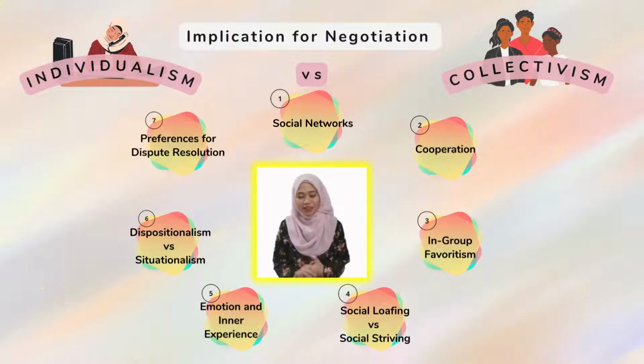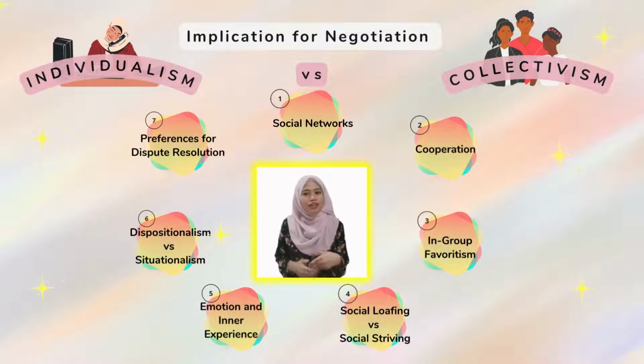Okay, number six is quite hard to pronounce, but I will try my best. So basically, dispositionalism versus situationalism. Dispositionalism is the inclination to ascribe the reason of a person's action to his or her character or underlying personality. Situationalism is the inclination to ascribe the reason of a person's action to factors and forces beyond a person's control. Therefore, dispositionalism is more prevalent in individualistic culture.